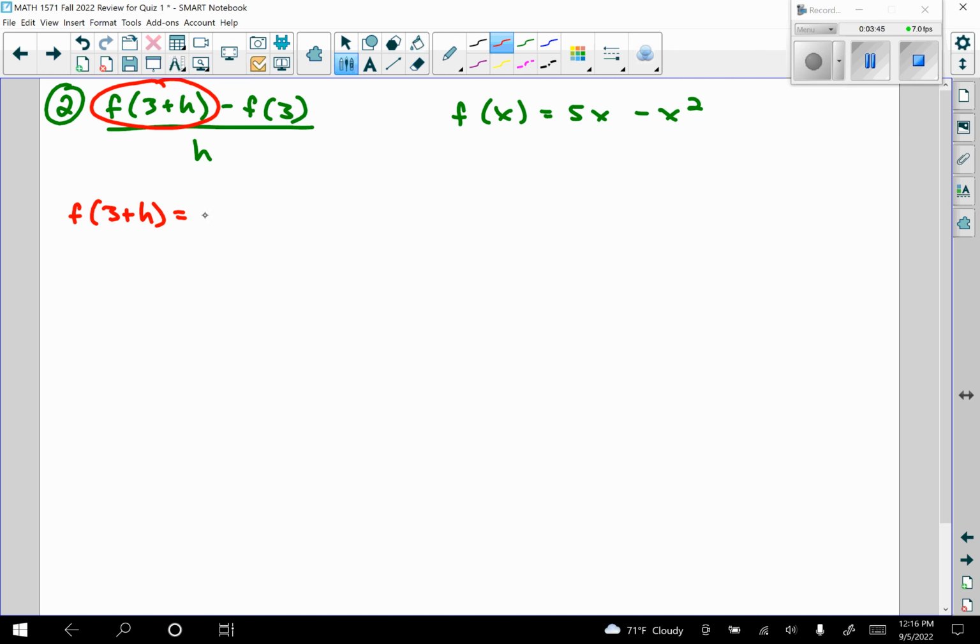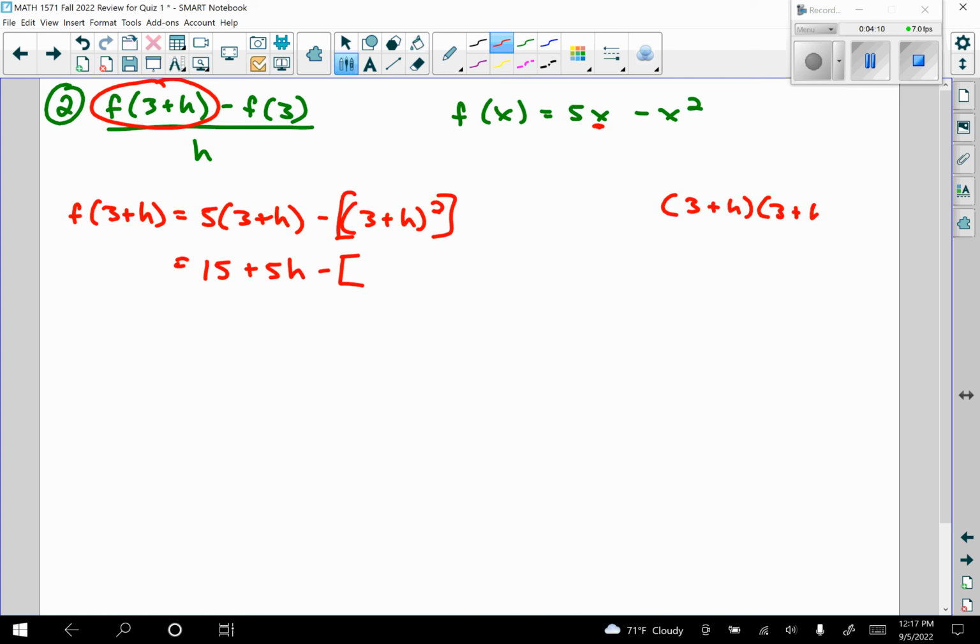So that becomes 5 times the quantity 3 plus h minus the quantity 3 plus h squared. So I'm actually going to put this in brackets as I did in class because I need to subtract what's going to be simplified into 3 terms. So I have multiple terms that I need to subtract. So I could distribute the 5. We get 15 plus 5h minus, and then off to the side if it helps, you could write this out.